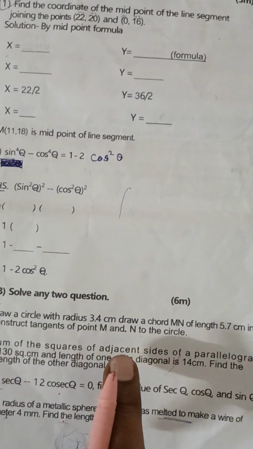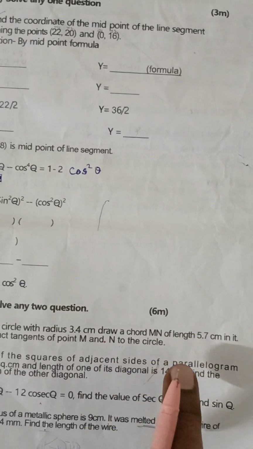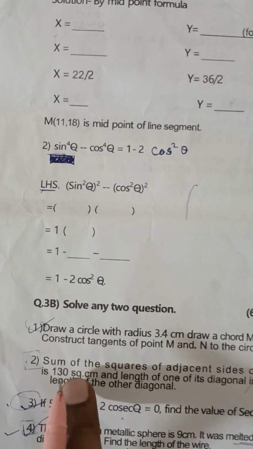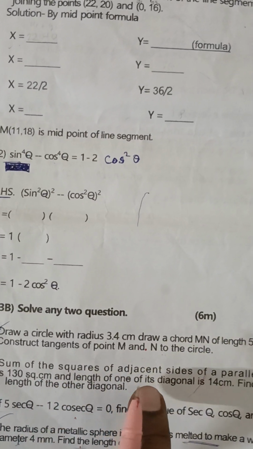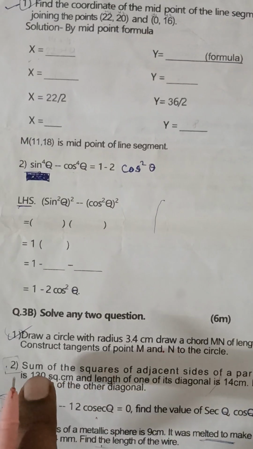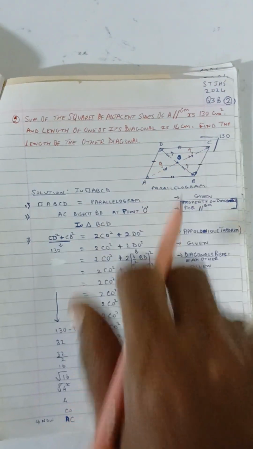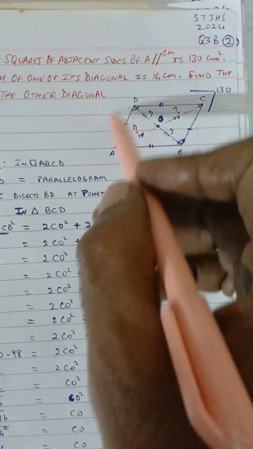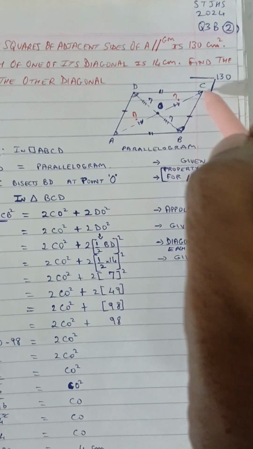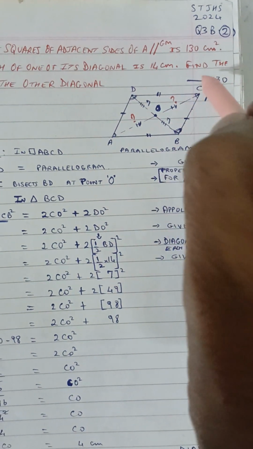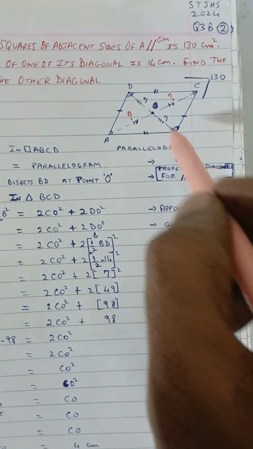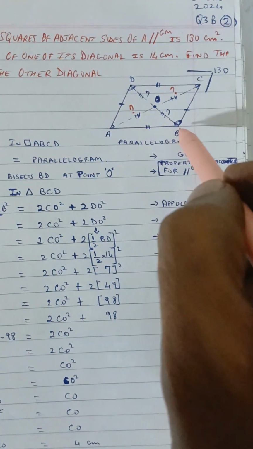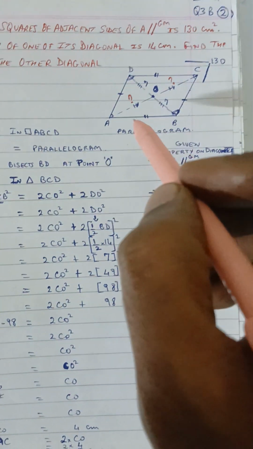The sum of the squares of the adjacent sides of a parallelogram is 130 square centimeter and the length of one of its diagonals is 14 centimeter. Find the length of the other diagonal. Here is the solution. We will first draw a parallelogram ABCD. Adjacent sides BC and CD, the sum of their squares is 130. Diagonal BD is 14, so I put 7 over here because diagonals bisect each other. I've got to find the diagonal AC.